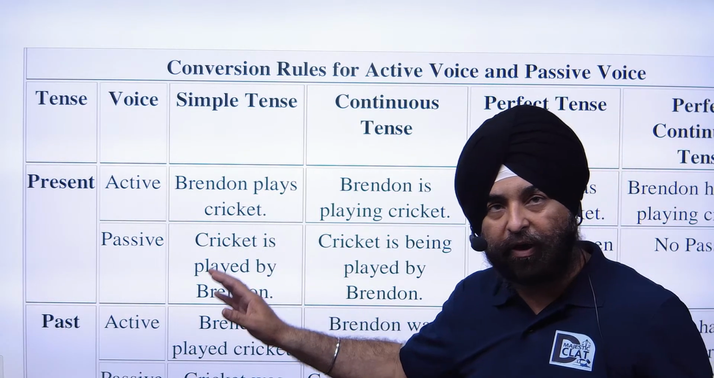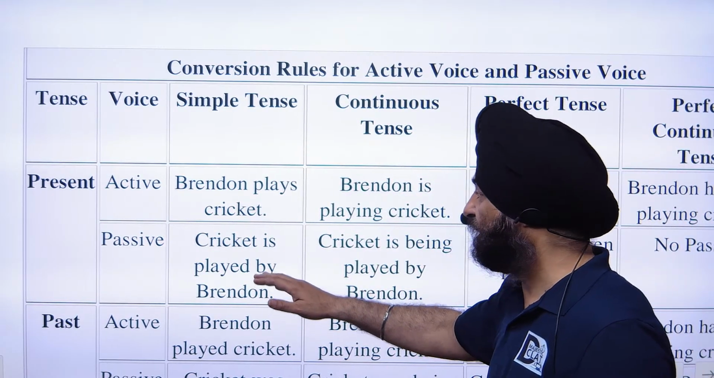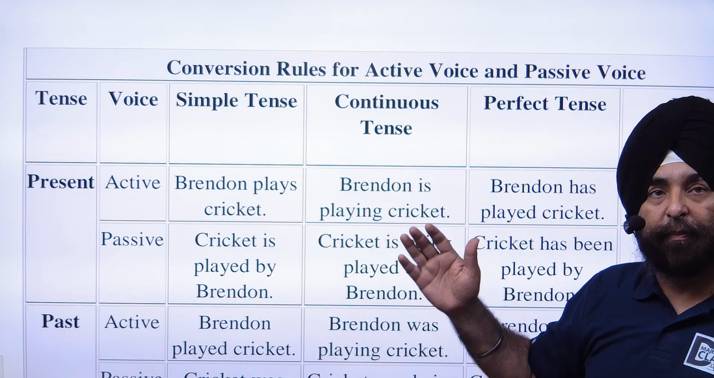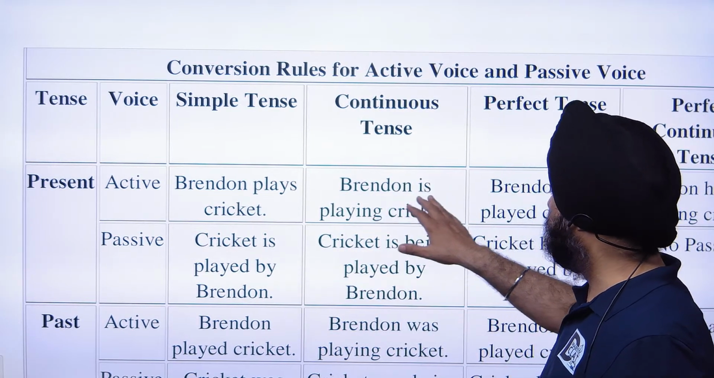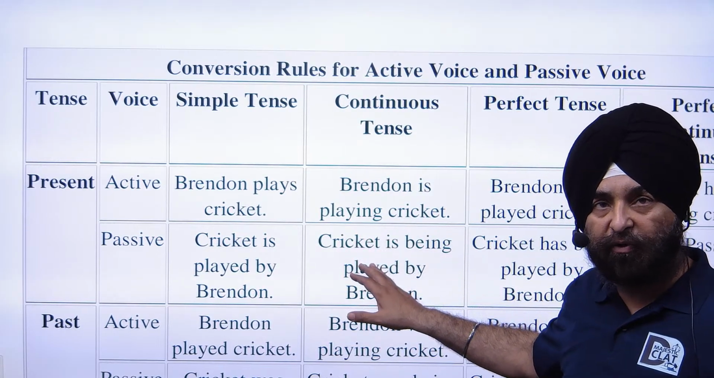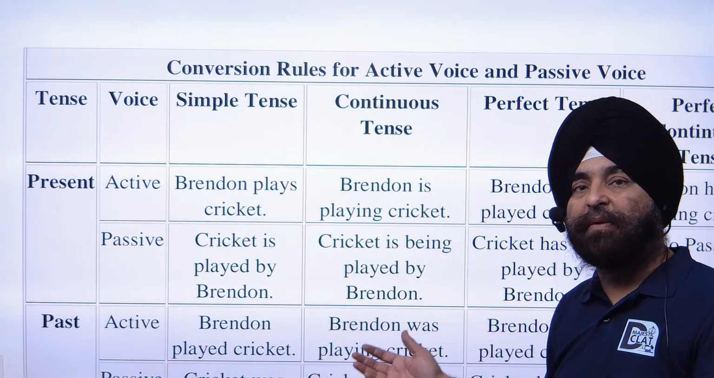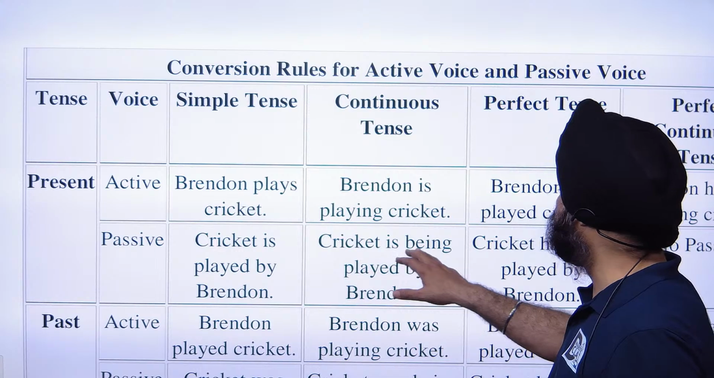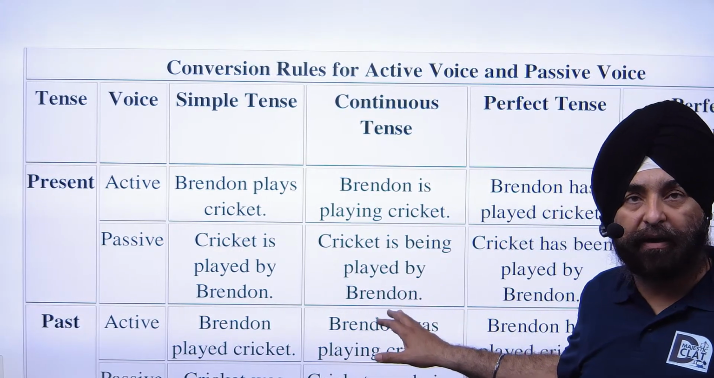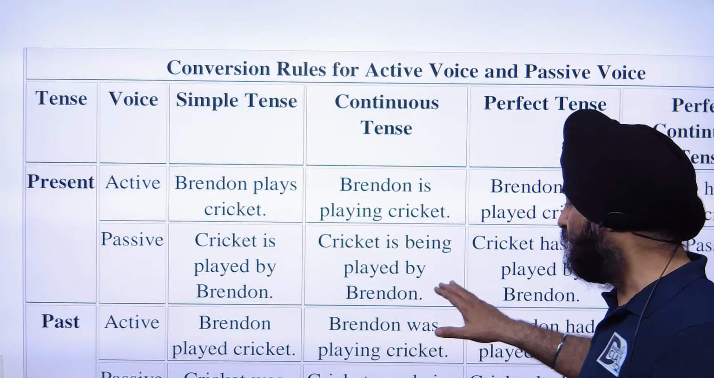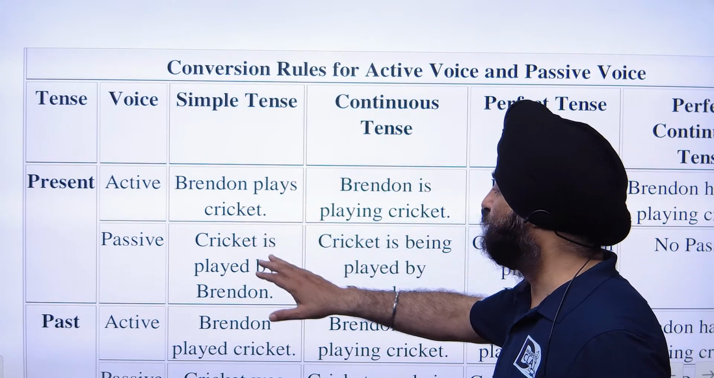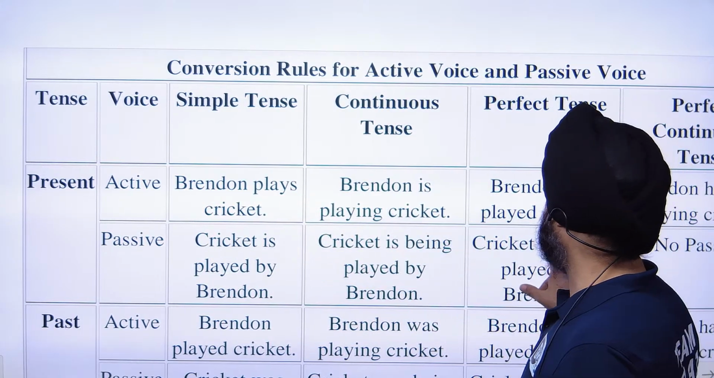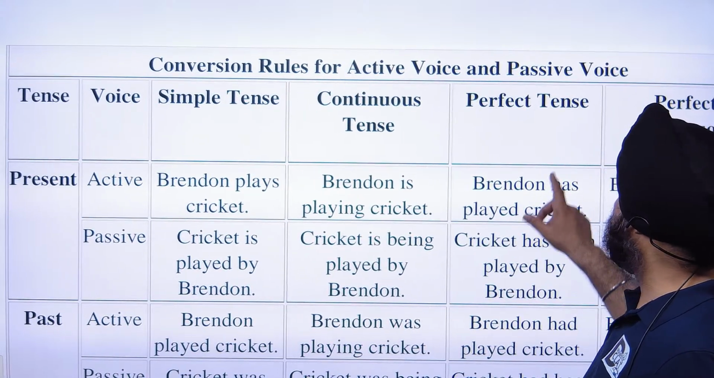Moving to the continuous tense, this is how the tense changes. Again, the present continuous tense, Brendan is playing cricket. The ing form of the verb is used. Similar ing form will be used, but in a passive manner, like cricket is being played by Brendan. So this is how we change from active to passive, talking in the context of the present continuous tense.